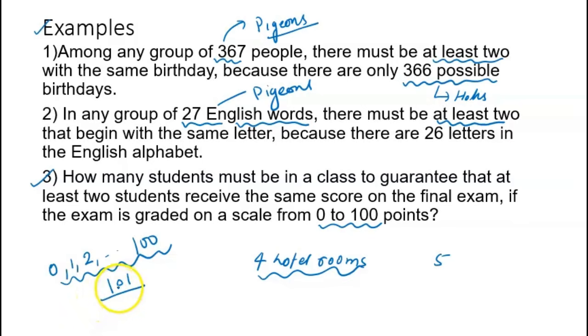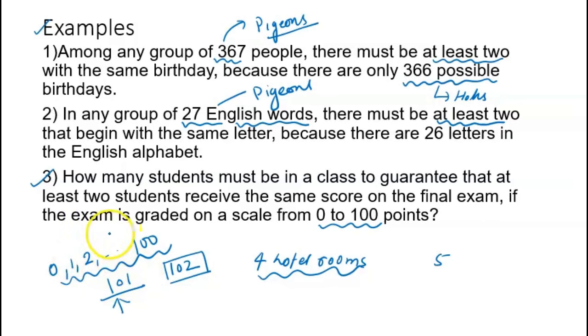So to guarantee that at least two students receive the same score, we need to have 102 students in the class, right? Because according to the pigeonhole principle, what will act as holes here? These 101 scores will act as holes, and now 102 students must be there, so that at least one of the scores, which is varying from 0 to 100, is being assigned to at least two of the students, right? Means the same score is being assigned to at least two of the students.